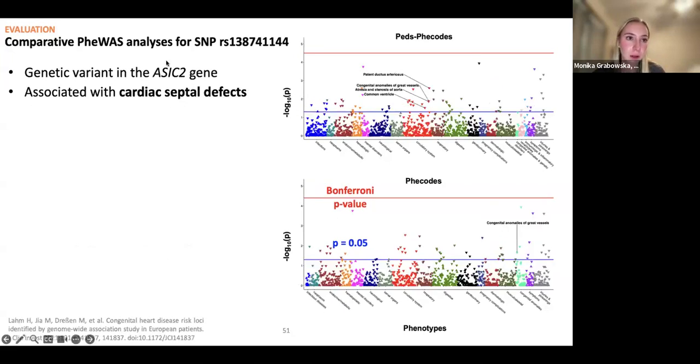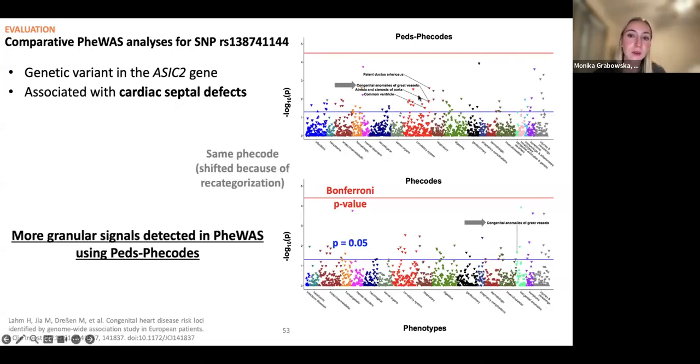And then here we have the results of our comparative PheWAS for this SNP, which is a variant in the ASIC2 gene that had been associated with cardiac septal defects. With these plots, we're really focusing on the increased granularity of the signals detected in PheWAS using the PEDS Phecodes. So we were able to see several signals related to congenital cardiac defects, including PDA, patent ductus arteriosus, congenital anomalies of the great vessels, atresia and stenosis of the aorta, common ventricle, versus we were only able to pick up one of these signals in the PheWAS using the Phecodes.